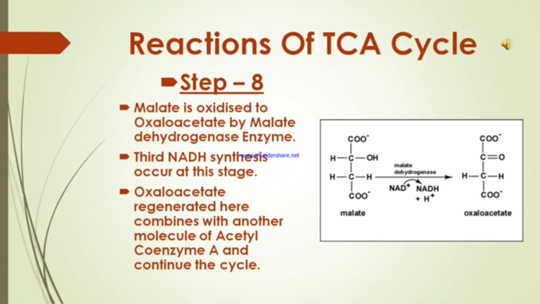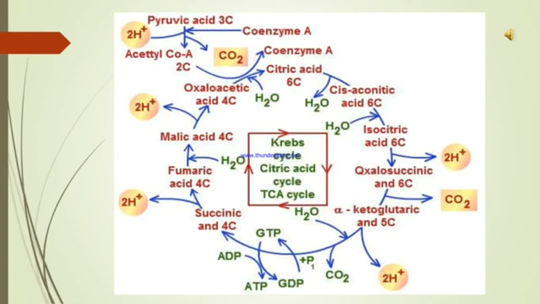In the last step, malate is oxidized to oxaloacetate by malate dehydrogenase, which closes the cycle. A third NADH is synthesized at this stage. The oxaloacetate regenerated here combines with another molecule of acetyl coenzyme A and continues the cycle. This is the complete TCA cycle. All the steps are represented very clearly. It is a very simple cycle to learn.